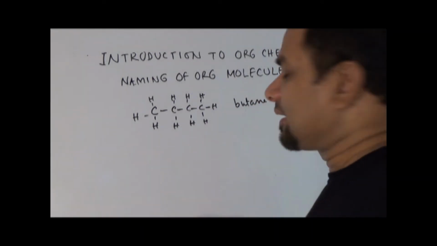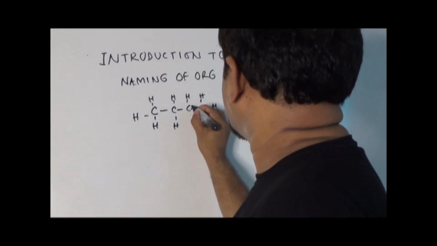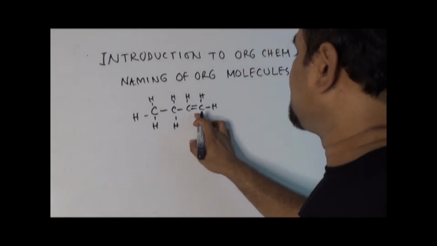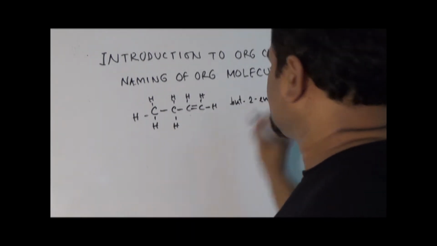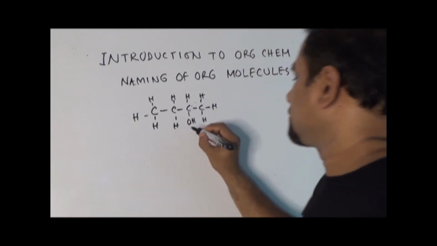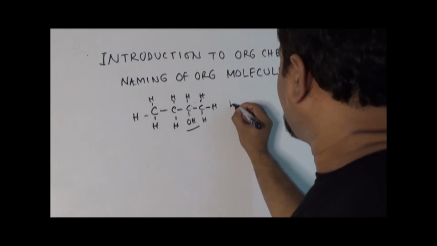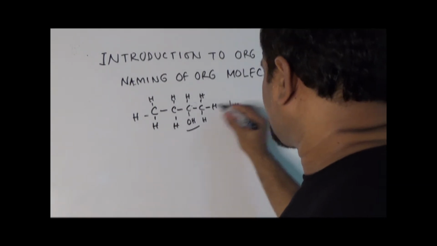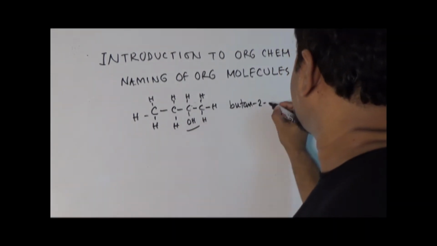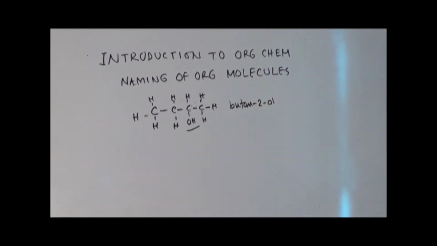But we can add different functional groups. So if you add a functional group here, the functional group is OH. This is the alcohol. The main name will be, in the main chain there are 4 carbons in total, so butane, and at position 2 there is a functional group. The functional group is OH. That is alcohol. Butan-2-ol. This is the naming.